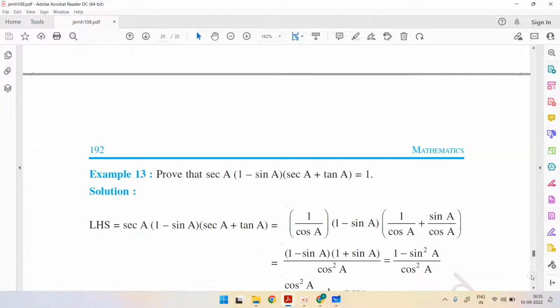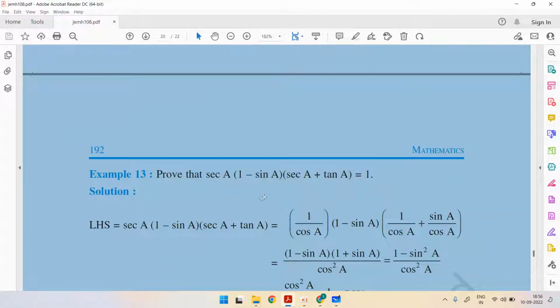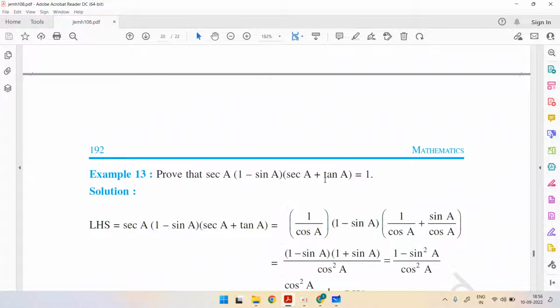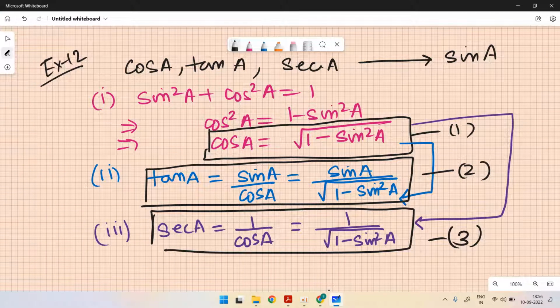Now, next is example 13: prove that secant A into 1 minus sine A into secant A plus tan A equal to 1. Whenever you prove, you need to take LHS and RHS generally separately. So example 13.